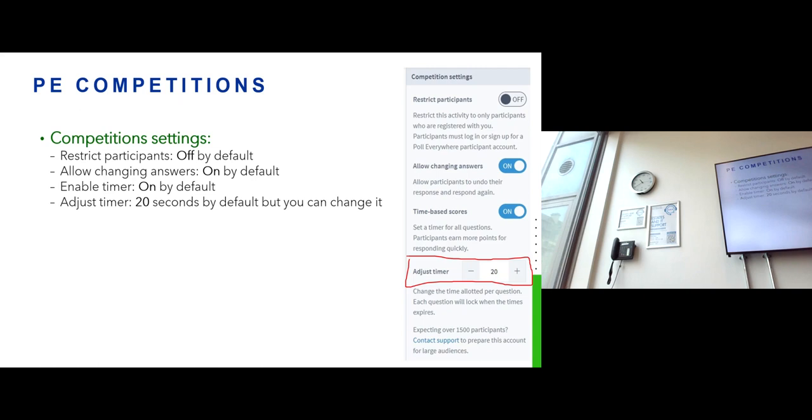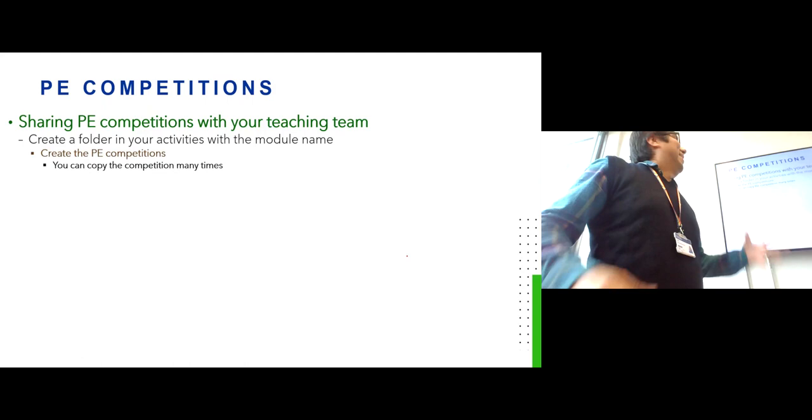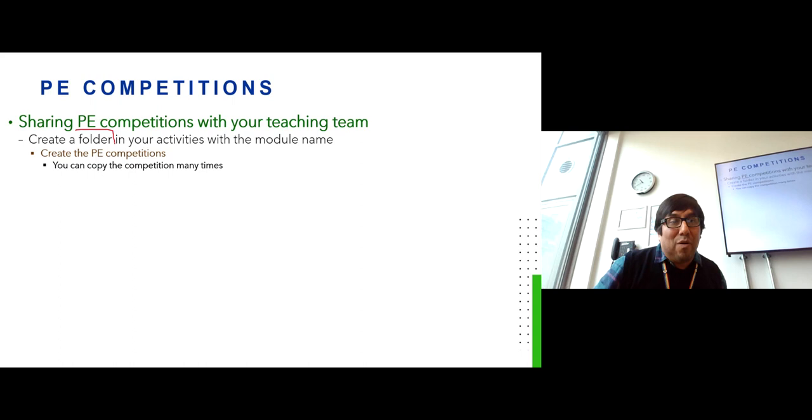I created one where you need to use your Westminster account. I want to show you where you can find it. Find the competitions, activate it, and that's it. And manage the answers. That's it. So, how can we do that? This slide shows it: sharing the Poly Reward competitions with our teaching team. How? Again, I love folders. Okay, I love folders. And we want to share a folder.